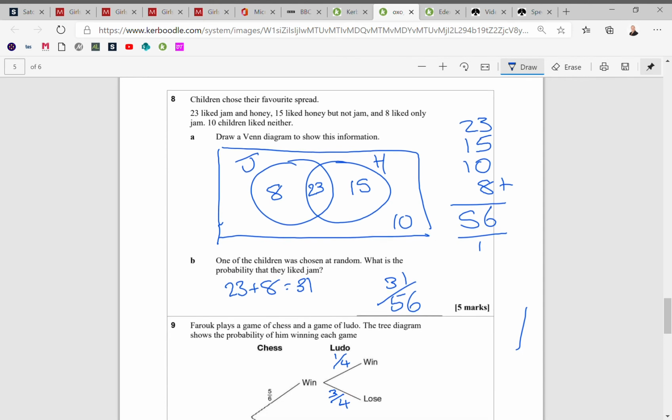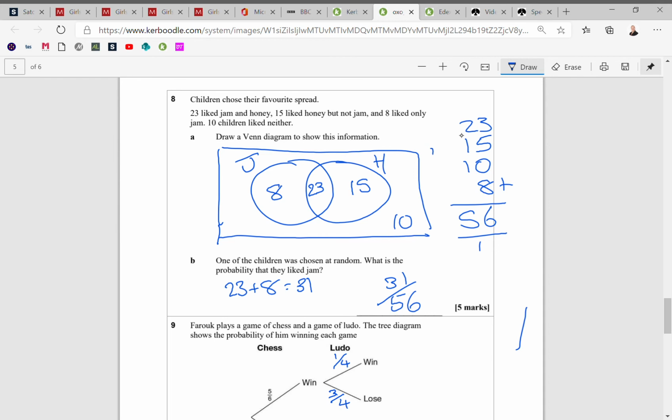Here we go, so we've got a Venn diagram, so that means you have to put a box around it all. Jam, honey, 2 circles, they intersect. 23 liked jam and honey, so the middle bit was 23. 15 liked honey but not jam, so 15 only, not in the jam circle. 8 liked jam, so that's 8 in the jam circle but not in the honey bit. And 10 liked neither, so that's on the end.